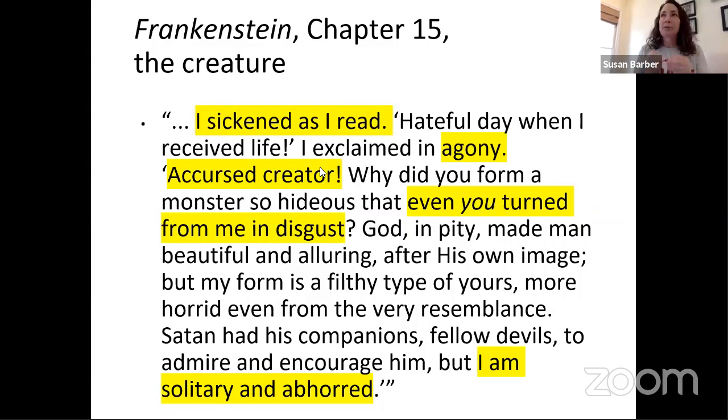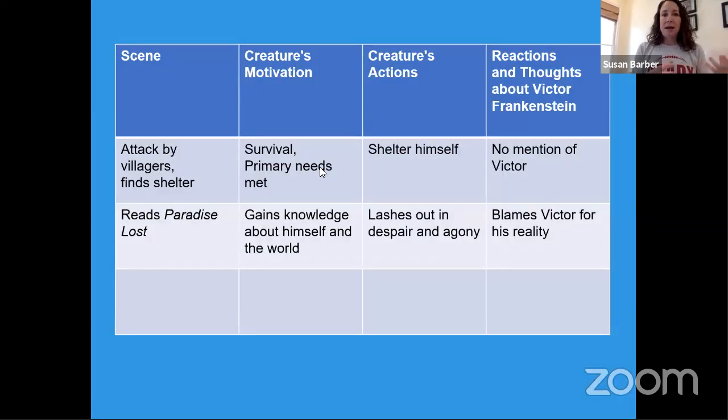So now I go back through the questioning process that I did before. So this is another scene that I think is important in this character's development. He's reading Paradise Lost. Now his motivation, he's wanting to gain knowledge about himself and the world that he's in, where he fits here. And his actions, the creature is lashing out in despair and agony. And now we see his reactions toward Victor. He starts to blame him for his reality. So let's go on to another scene.